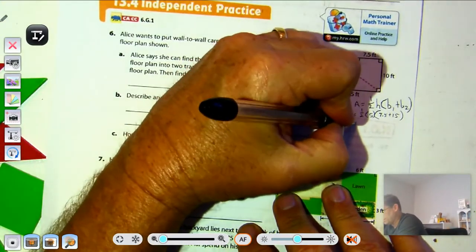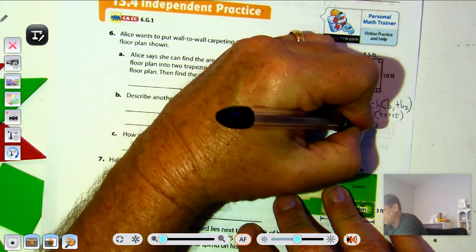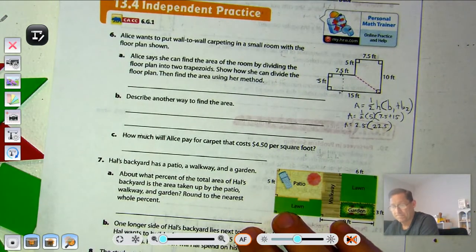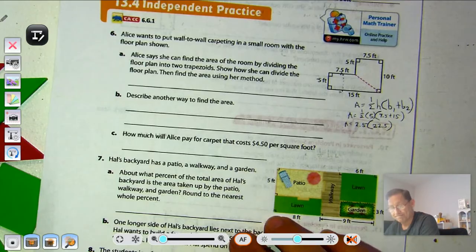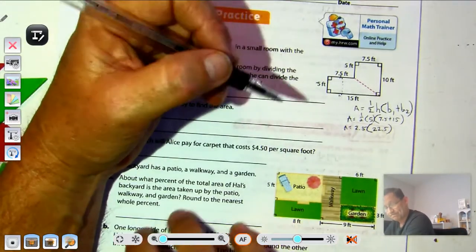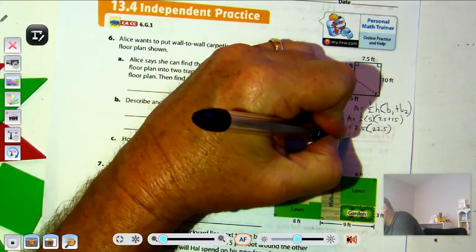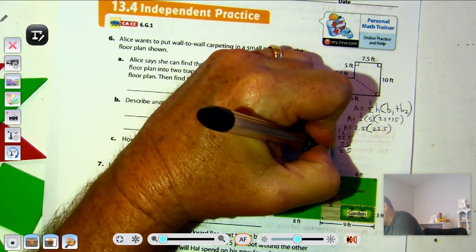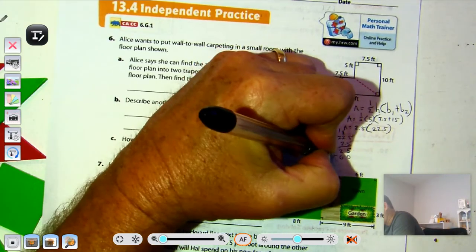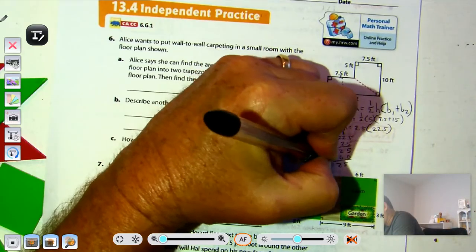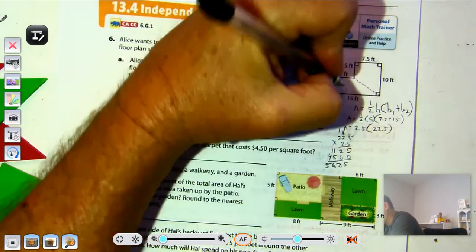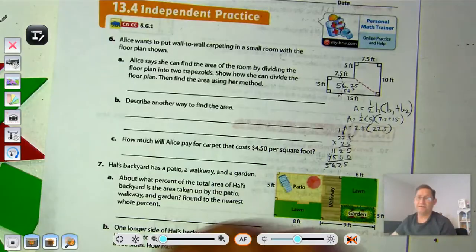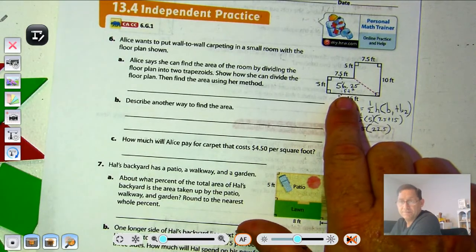So we get 2.5 times 22.5. So what's 22.5 times 2.5? 22.5 times 2.5. So the area of this trapezoid is 56 1/4 feet squared.